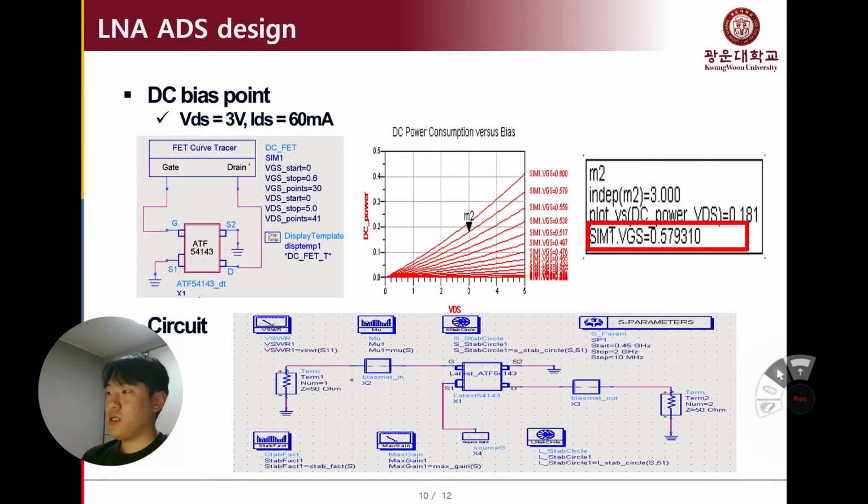VDS equals 3 volt, and the current IDS equals 16 milliampere in accordance with the bias condition in the datasheet, VGS operates at 0.57 volt. To facilitate the composition of the circuit, the gate side, the drain side, the source side, and ATF-54143 were divided into blocks.